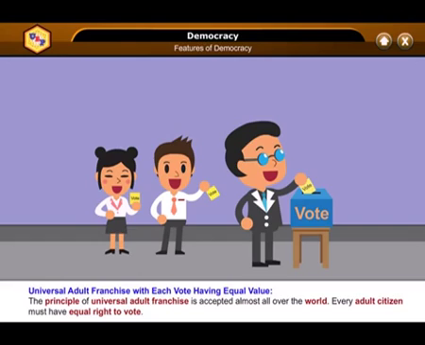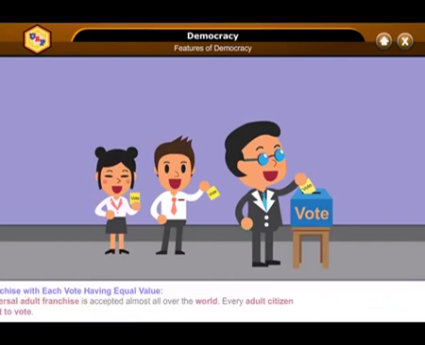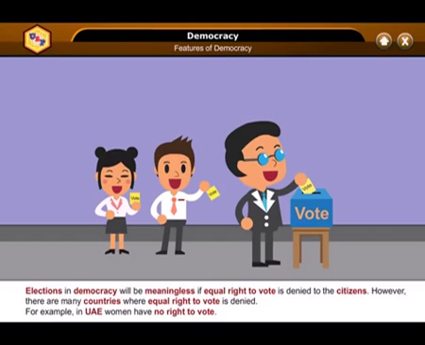Universal adult franchise, with each vote having equal value. The principle of universal adult franchise is accepted almost all over the world. Every adult citizen must have an equal right to vote. Elections in democracy will be meaningless if equal right to vote is denied to the citizens. However, there are many countries where equal right to vote is denied.